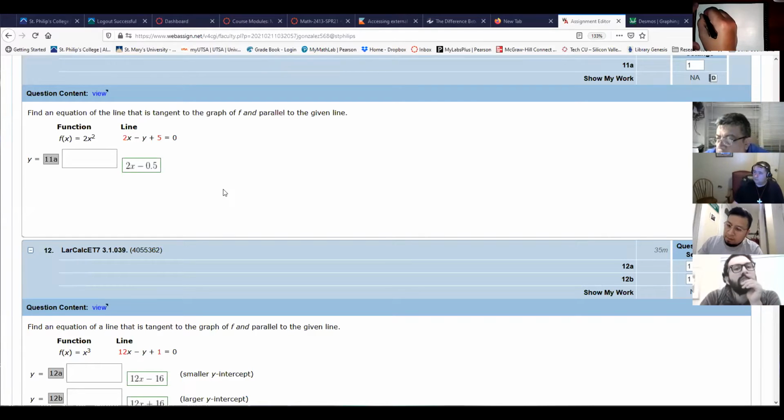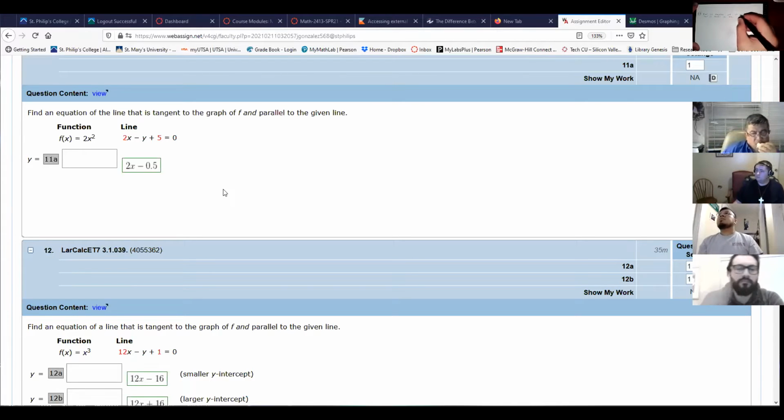Okay, so let me write the question down. Find an equation of the tangent line that is parallel to the given line. I'm just going to paraphrase because it's the same question.